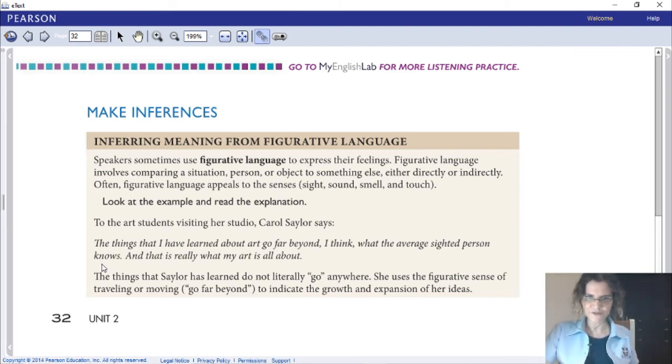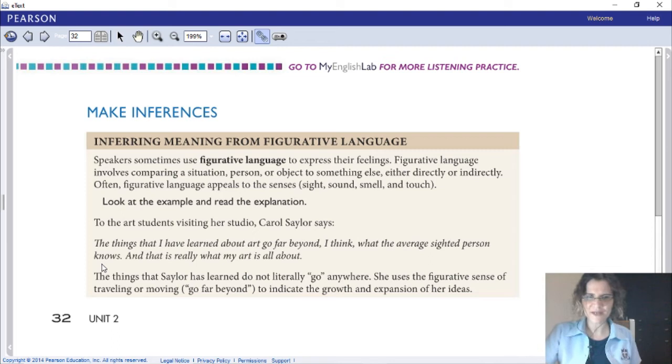Speakers sometimes use figurative language to express their feelings. Now, figurative language involves comparing a situation, a person, an object to something else. For example, with a simile, we do a comparison using like or as. With a metaphor, we also compare, but we do not use like or as. Either directly, we compare, or we do it indirectly. With a simile, it's more direct. That's why we use like or as, and with a metaphor, it's more indirect.